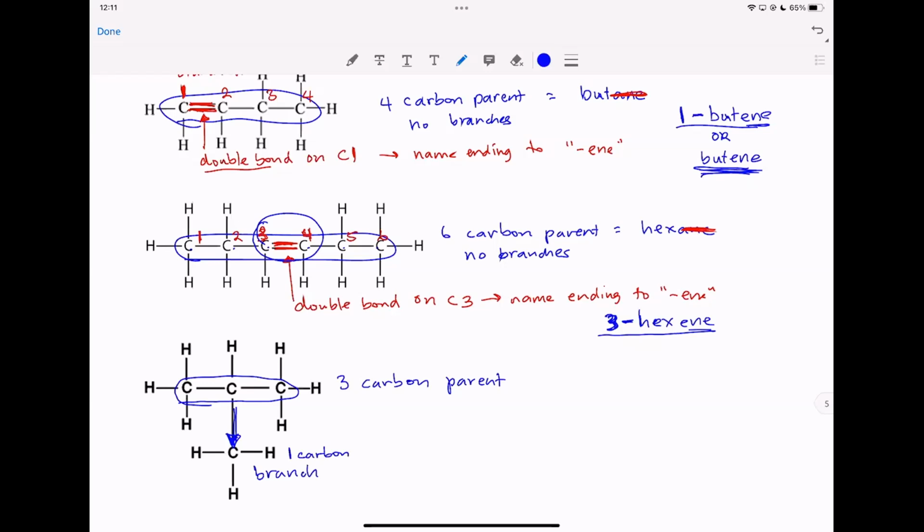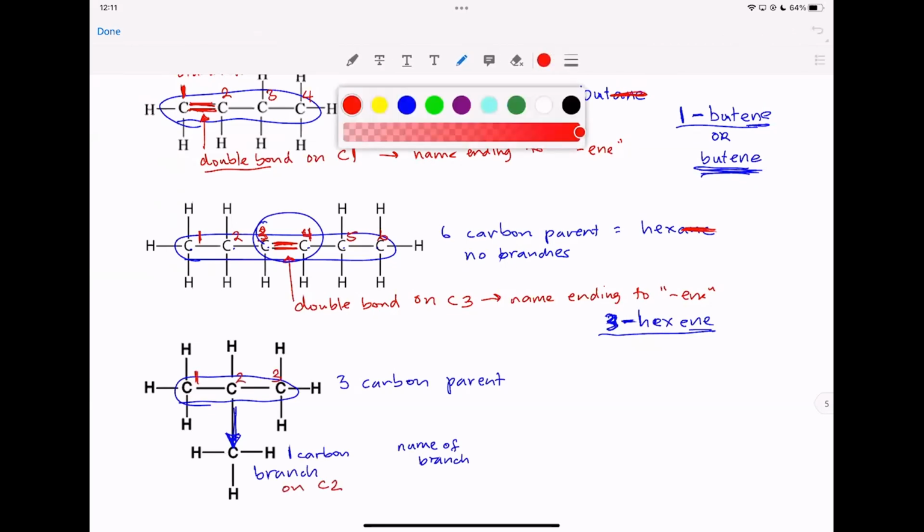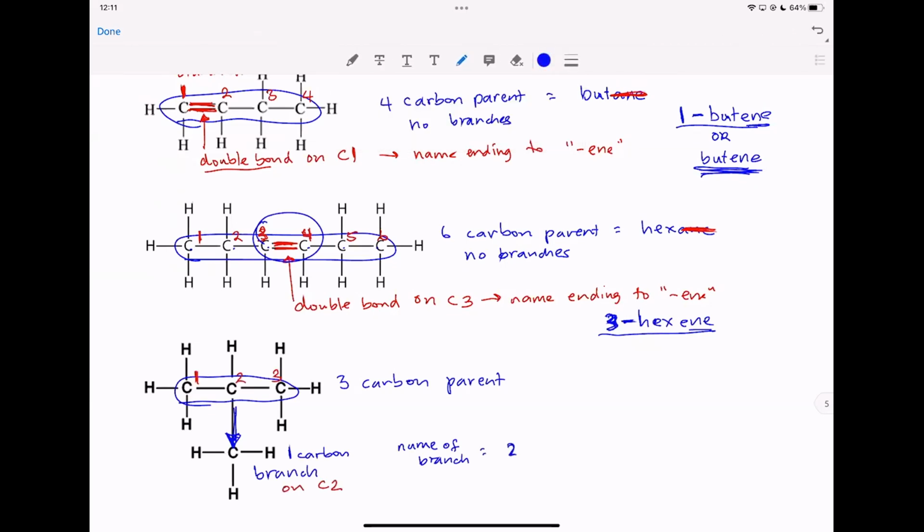Okay, so here's the process where you start with naming the branch. So the name of the branch is by numbering the carbons. You can either choose left to right or right to left, either one, 1, 2, 3. The branch is on carbon number 2. Okay, so the name of the branch starts with the location of the branch, which is carbon number 2. And then the length of the branch when it's 1 carbon is the prefix meth. When you have the branch, it always has to have the ending YL. So that's the name of the branch is 2-methyl.